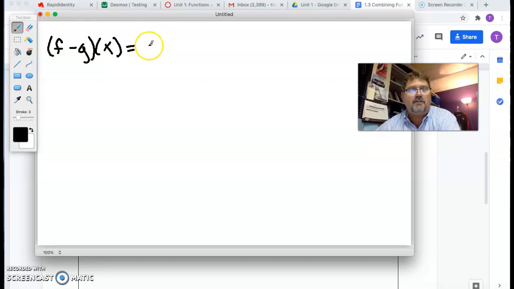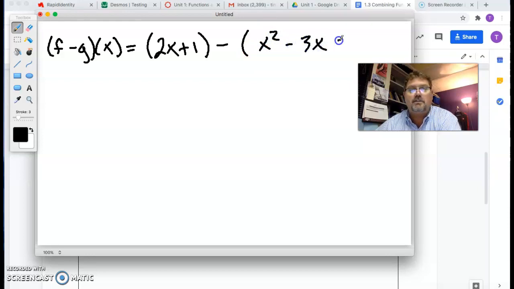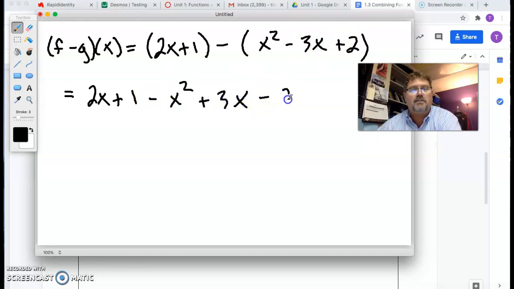All right, we know that f is 2x plus 1, right? So we have 2x plus 1 minus x squared minus 3x plus 2. The only difference in this one, I'm going to move my equal sign over here so I don't run out of space, is I'm going to copy that 2x plus 1 down. Now I need to distribute this negative to all these terms inside here. In other words, that needs to become negative x squared plus 3x minus 2.